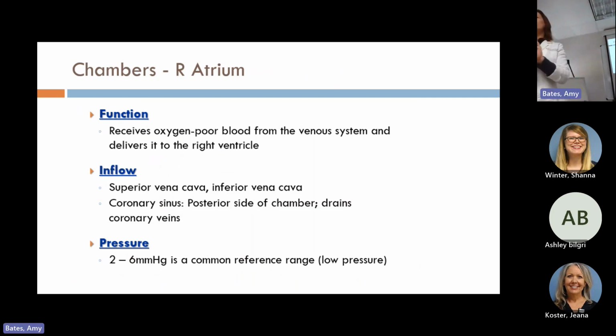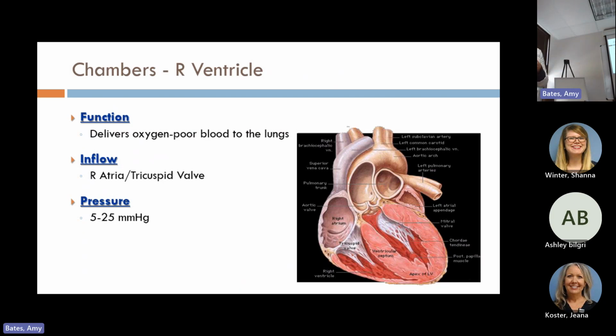So 4 chambers, 4 valves. I'm not going to go through it all, but only to highlight that on the right side of the heart, you have lower pressures. These are the numbers and the concepts that you'll need to think about when you're talking about hemodynamics. The right atrium, low pressure, about 2 to 6 millimeters of mercury. All of your superior and inferior vena cava dump the deoxygenated blood into the right side of the heart. Right atrium dumps into the right ventricle. Again, it's a thin-walled ventricle.